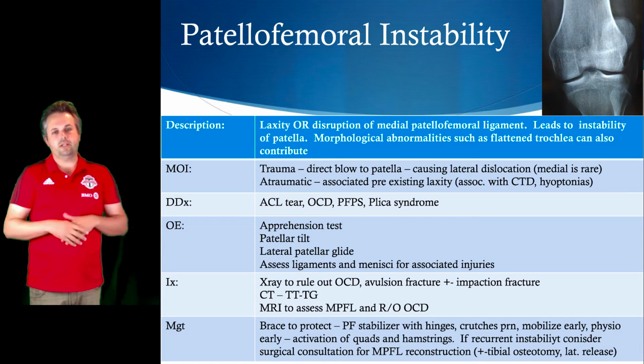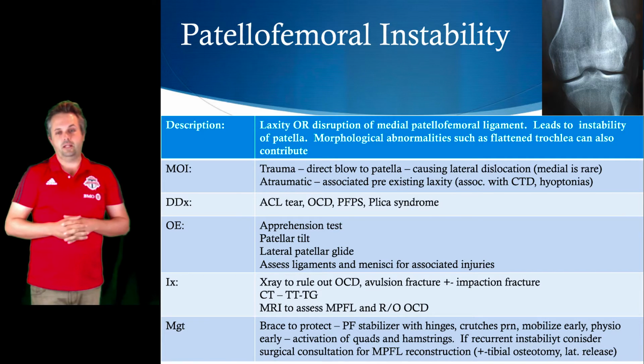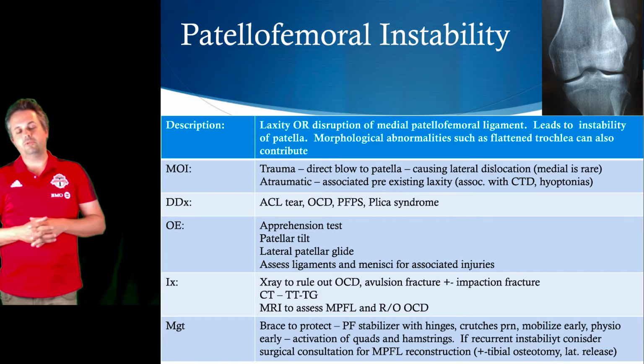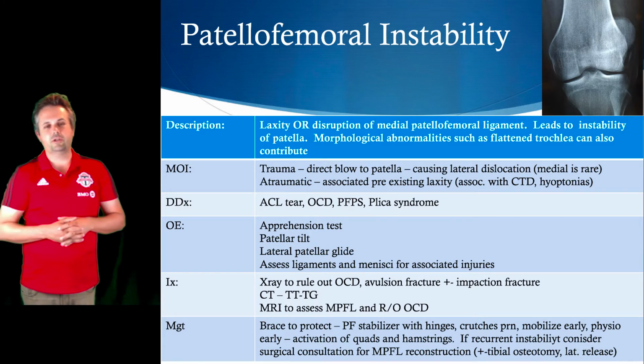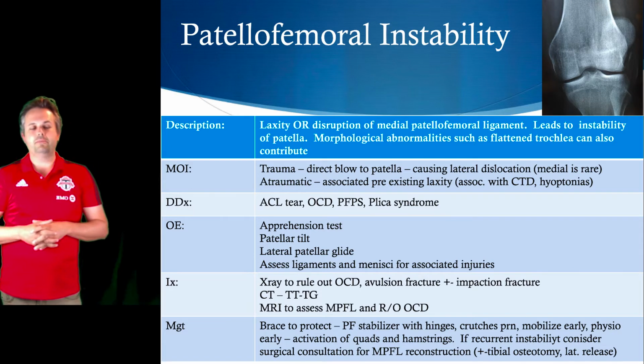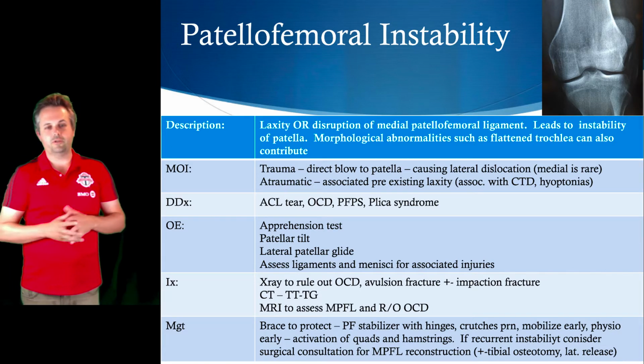Imaging: it is helpful to get an x-ray to rule out an osteochondral defect or an associated avulsion fracture of the patella, plus or minus any kind of impaction fracture. CT scans and MRIs: we typically don't order CT scans as much for the TG-TG ratio. That is very helpful from a surgical planning perspective. Typically we're using MRI now to assess the medial patellofemoral ligament and to rule out the osteochondral defects.